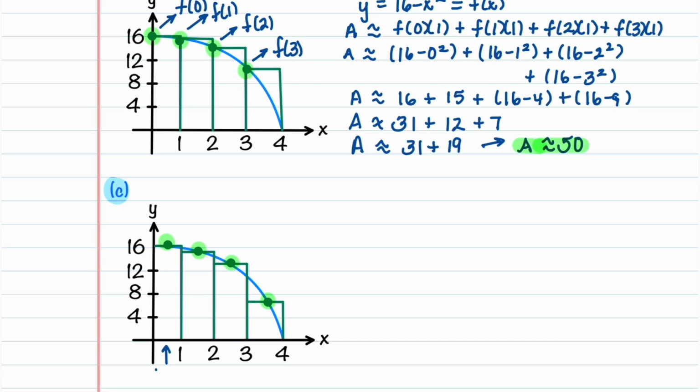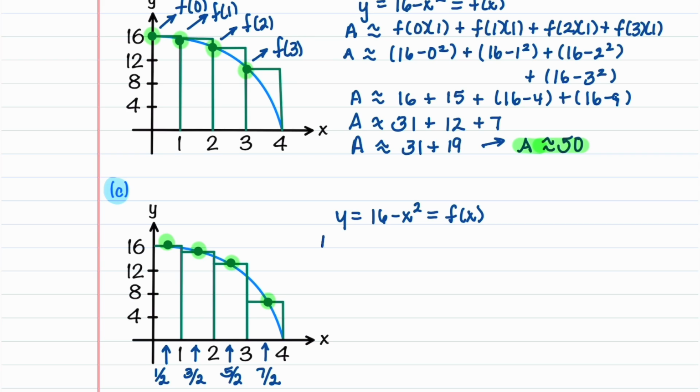Our first one is going to be 1/2. Our second one is going to be 3/2. Our third one is going to be 2 plus 1/2, so that's 5/2. And then 3 plus 1/2 gives us 7/2. Now we'll write down that y is again equal to 16 minus x squared, and that is f of x.